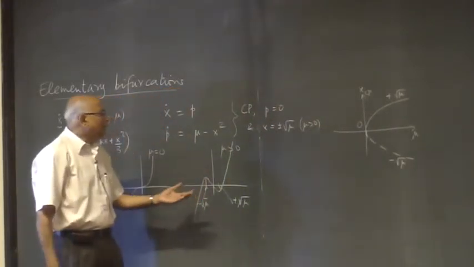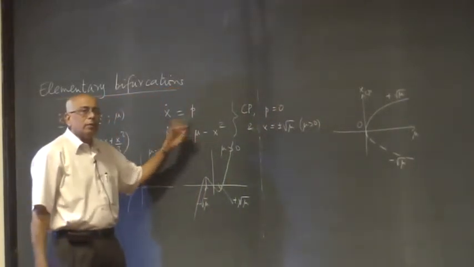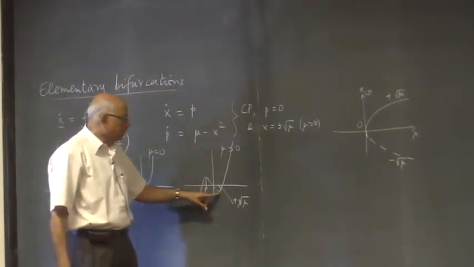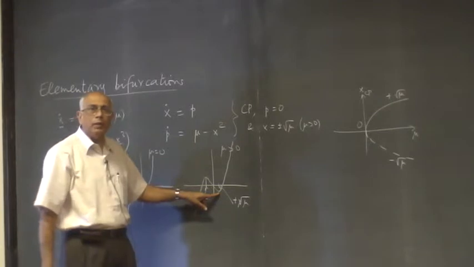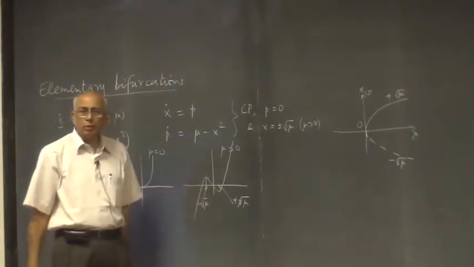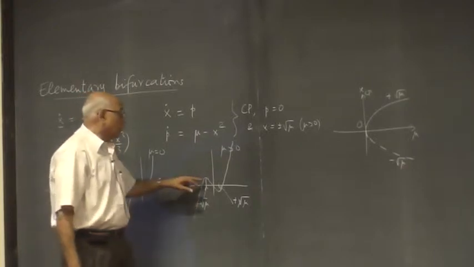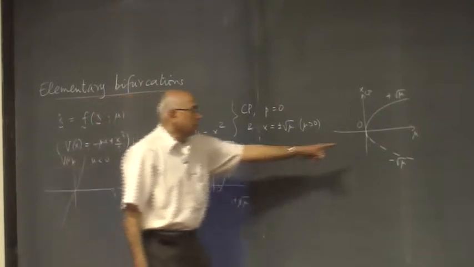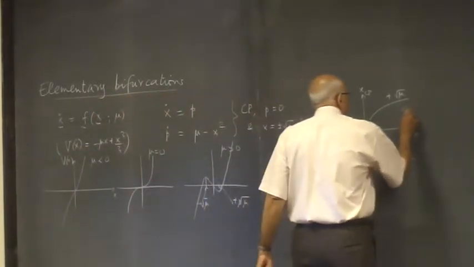And it's easy to linearize these equations about the critical point and discover that this point here is a stable equilibrium point, a stable node, asymptotically stable node, and this is an unstable node. So, this is a saddle point. So this is a saddle node bifurcation. This thing here is a picture of a saddle node.